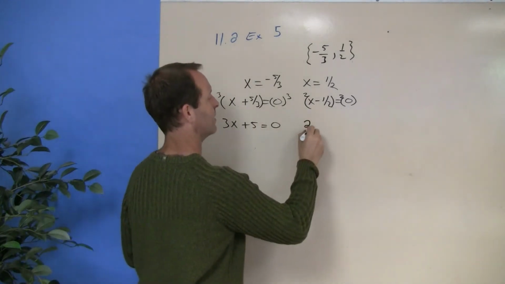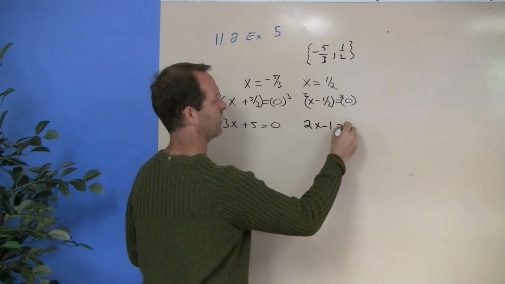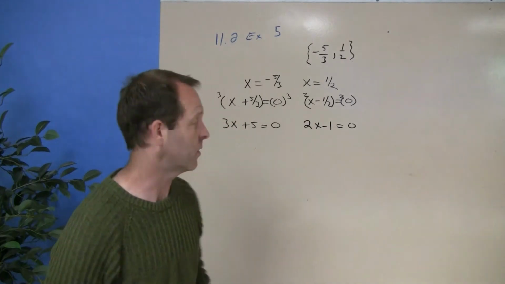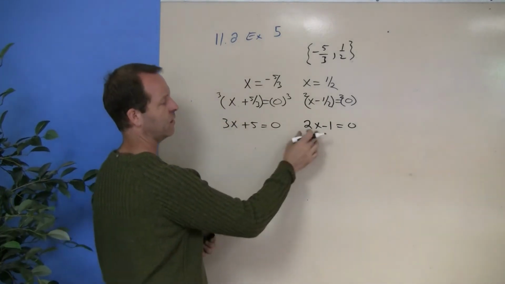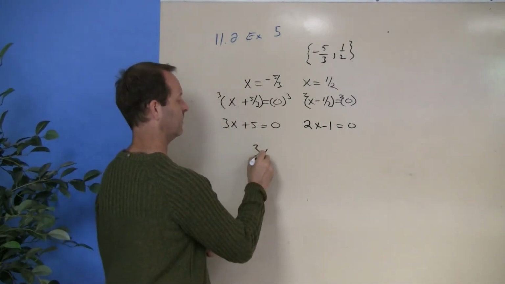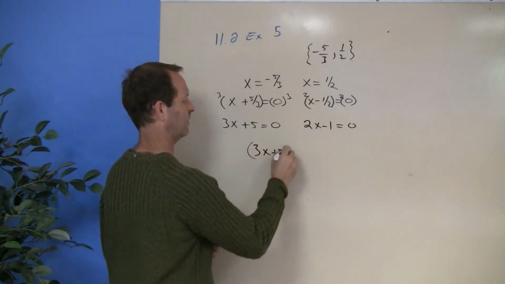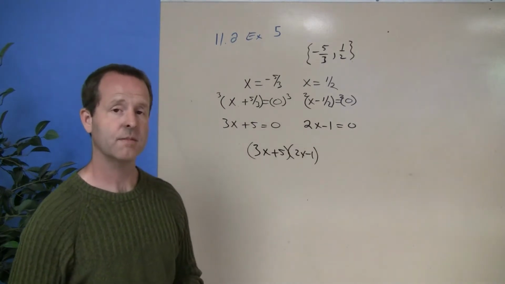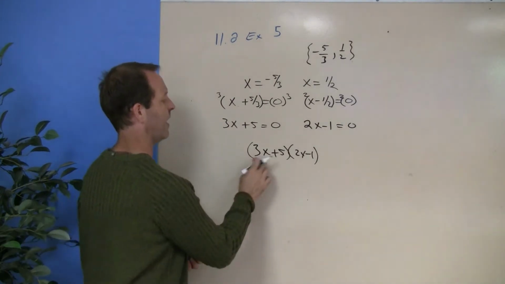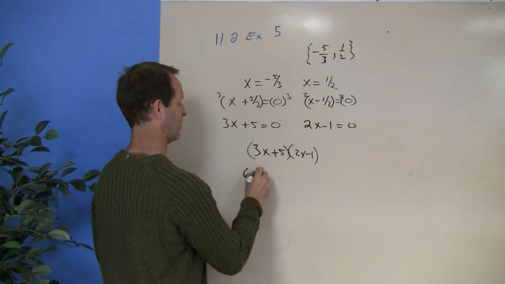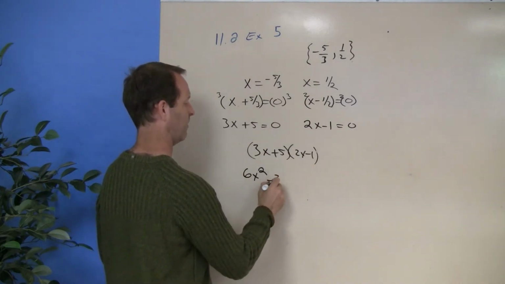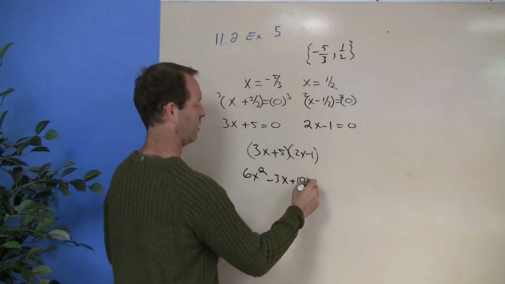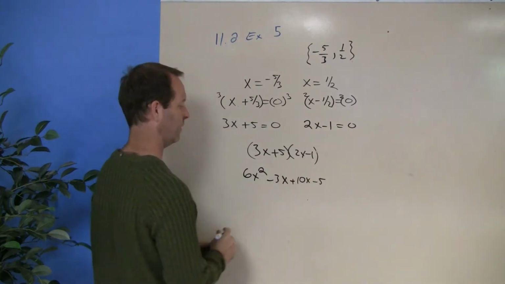So I'll have 2x minus 1 equals 0. And that has given me two factors I can use: 3x plus 5, 2x minus 1. Those are my two factors. Now let's just multiply them out. 3x times 2x, 6x squared. Outer terms is a -3x. Inner terms is a positive 10x. Last terms is -5.